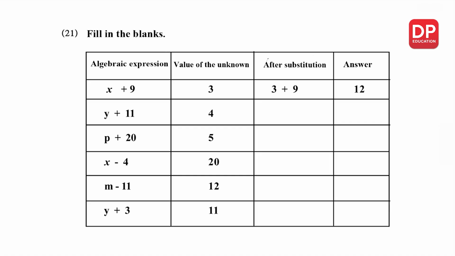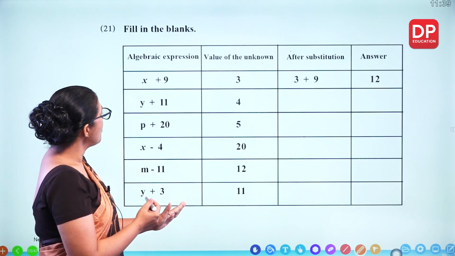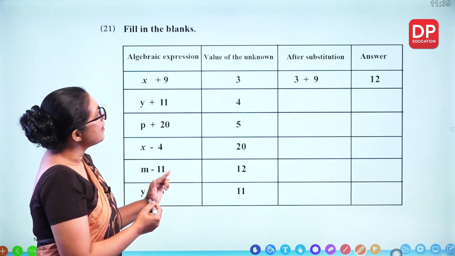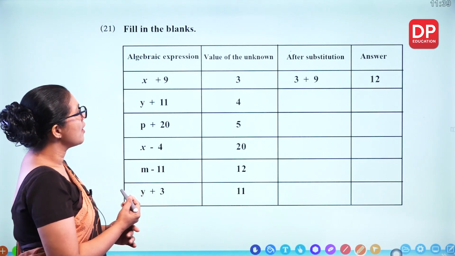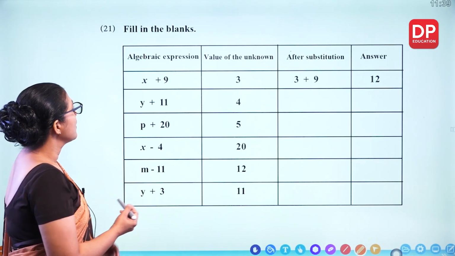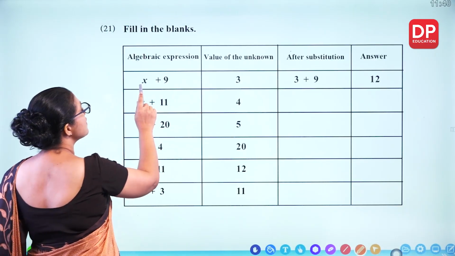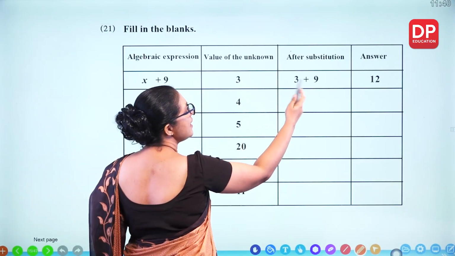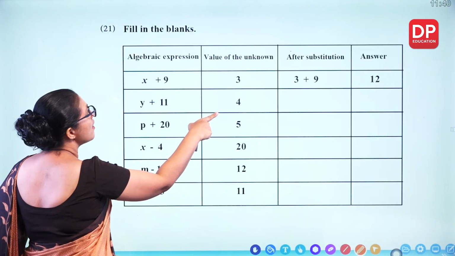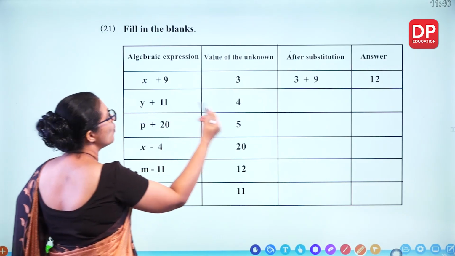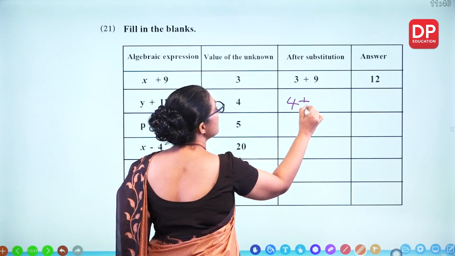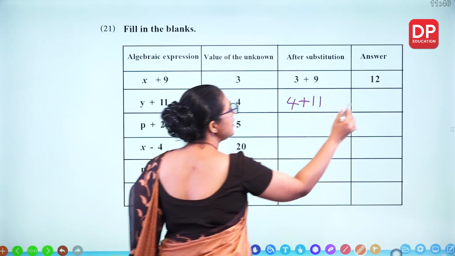Fill in the blanks. You have given algebraic expressions, value of the unknown, and after substitution, you can find the answer. X plus 9. When X equals 3, that's 3 plus 9, that's 12. Value of the unknown is 4. So 4 plus 11. What's 4 plus 11? 15.